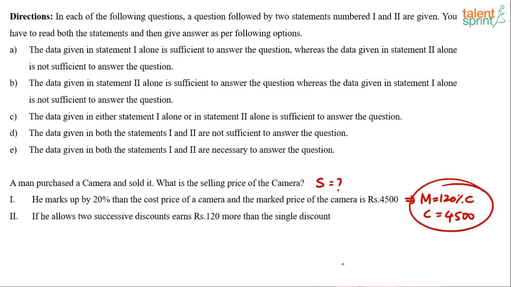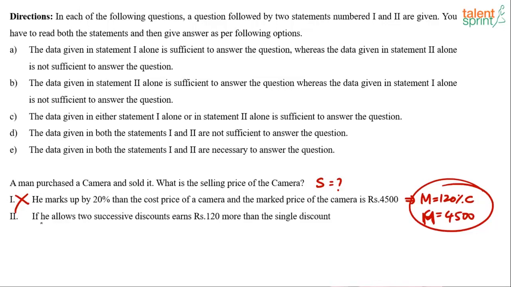No. I can find out the marked price. The marked price of the camera is given, 4,500. And we know that marked price is 20% more than the cost price, so I can find out the cost price also. But will I get the selling price? No. So statement 1 alone is not sufficient. Yes or no? 1 alone is not sufficient.